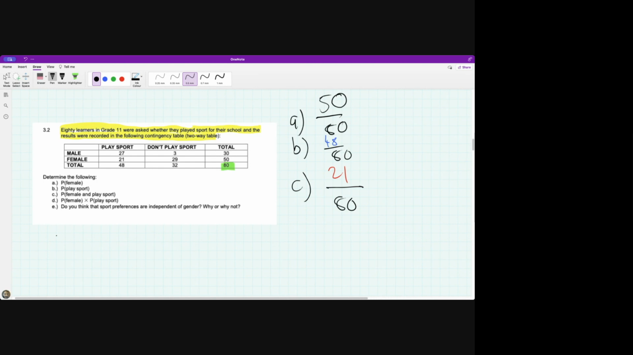Now I want you to work out what D is, and then I want you to tell me, is playing sport independent of gender? Like, if you know someone plays sport, do you know whether they're more likely to be male or female based on this data? Go ahead and try and calculate that.